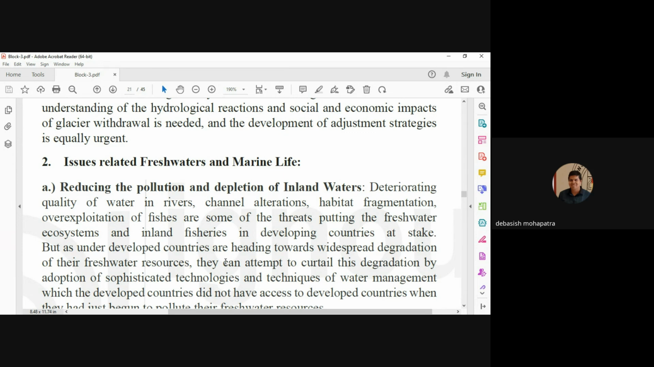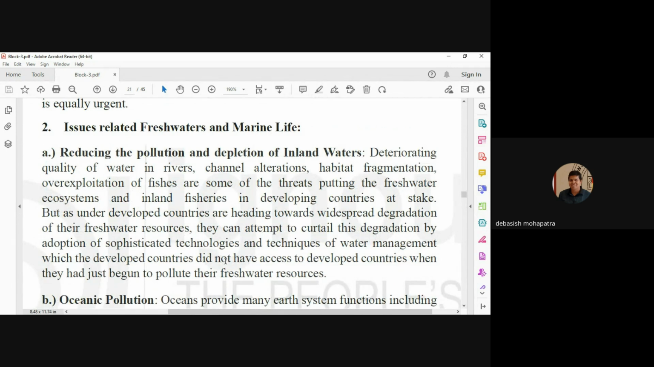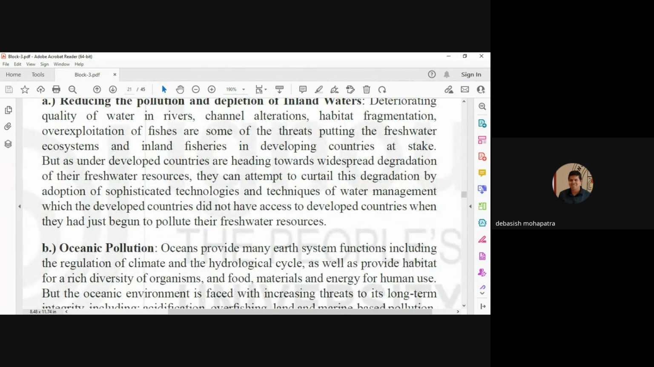But as underdeveloped countries are heading towards widespread degradation of their freshwater resources, they can attempt to curtail it by adopting sophisticated technology and techniques of water management, which the developed countries did not have access to when they had just begun to pollute their freshwater resources.